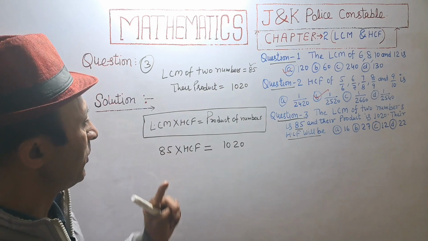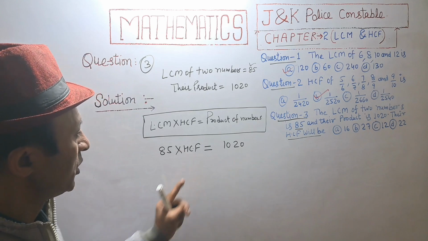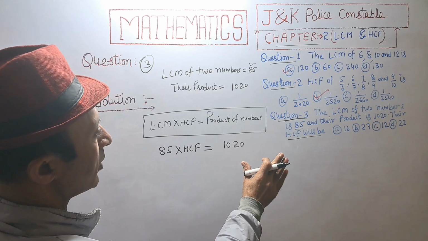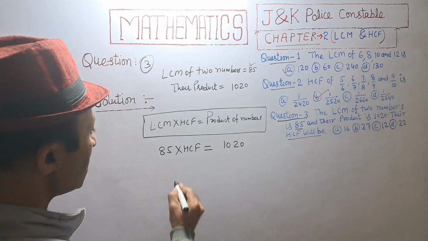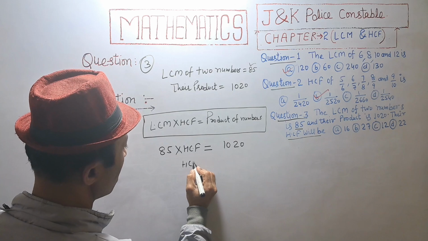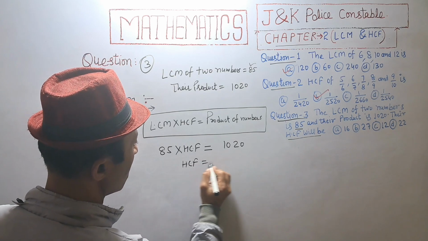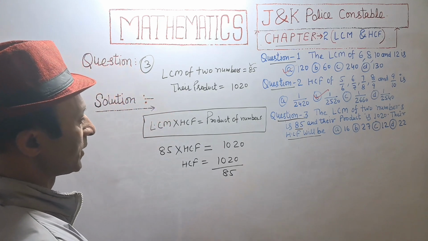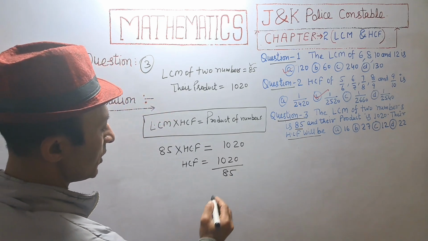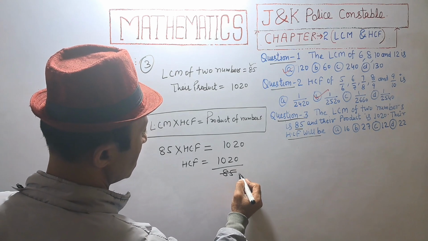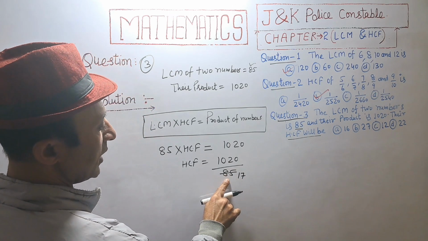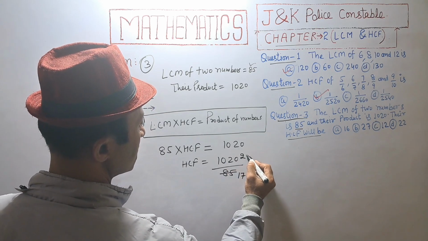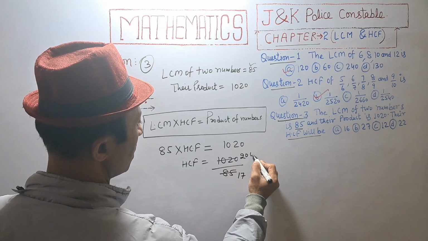LCM is equal to 85 and we find the HCF. So 85 into HCF, that is equal to 1020, product of numbers, and HCF is equal to 1020 divided by 85. 5 17s are 85. 5 2s are 10. 0, 5 4s are 20.